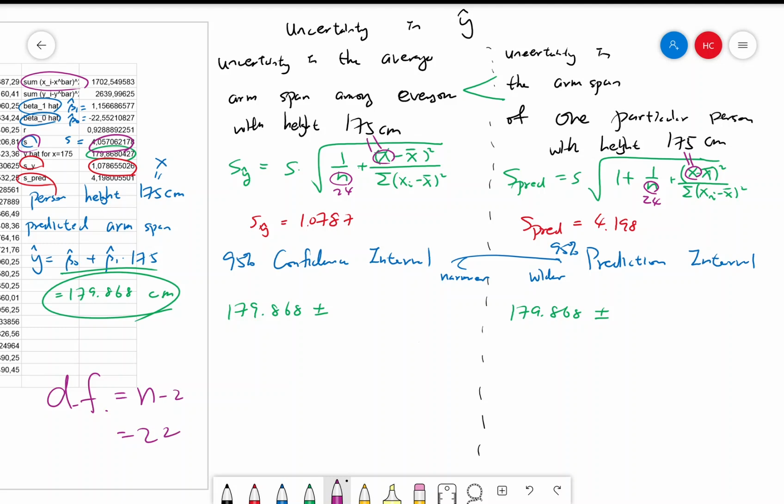If you look at the table, we used this value in the previous video. For 22 degrees of freedom and 0.025, it gives you 2.074. Then multiply by the standard deviation. So this is 1.700787, and the one on the right is multiplied by 4.198. This is how you create confidence intervals versus how you create prediction intervals.